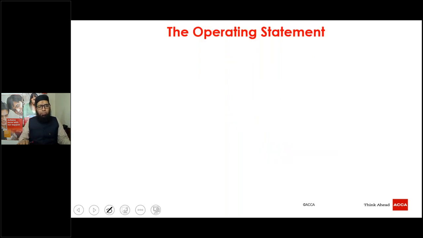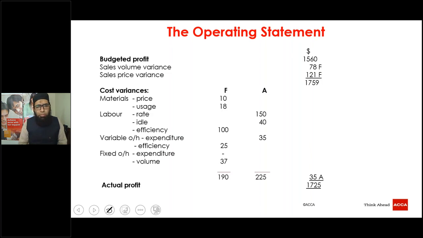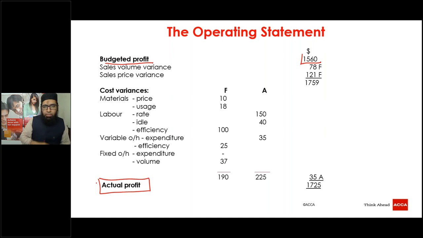Now the operating statement. So this is how the operating statement looks. An operating statement is actually the reconciliation between the budgeted profit and the actual profit. The differences between the budgeted profit and actual profit are the variances. So if there is a favorable variance, it will add to the budgeted profit. But if there is an adverse variance, this will subtract from the budgeted profit.